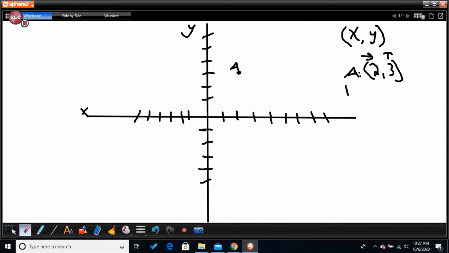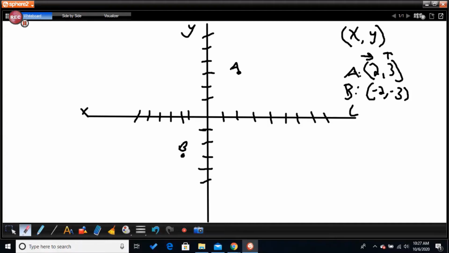Alright, so if we have point B, we could say this one is negative 2, negative 3. So instead of going right and then up, on this one you would go left and then down. So you go negative 1, negative 2, and then down 3. Negative 1, negative 2, negative 3. Okay, and that would be point B.